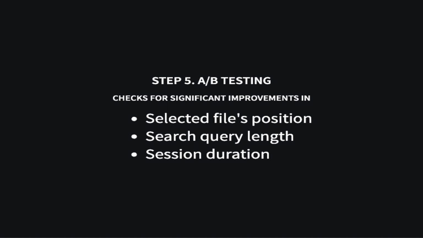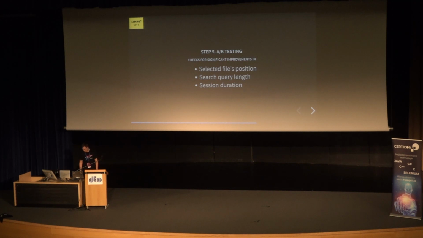What we're looking for is if there are any improvements to the selected file's position. If the file you're looking for is now in, let's say, top 1 or top 2, that's a great improvement. We're also looking for reduction of search query length. The less characters you type, the better. And that also means that if you need to type less characters, your session will be much shorter. You'll need much less time to search for the file you're looking for.